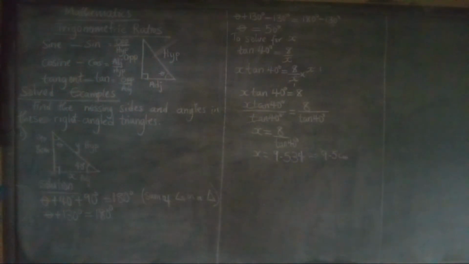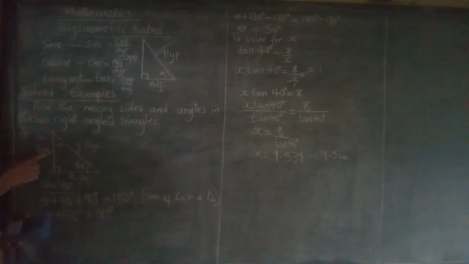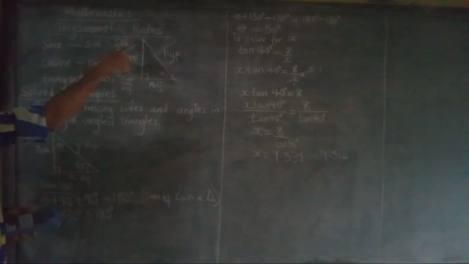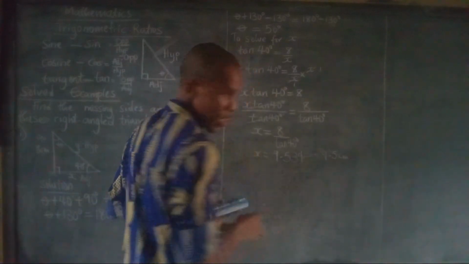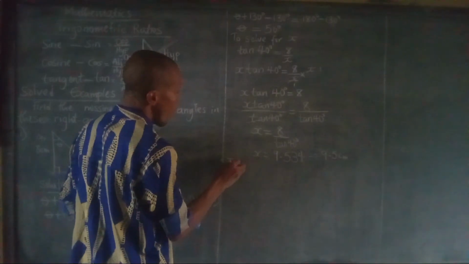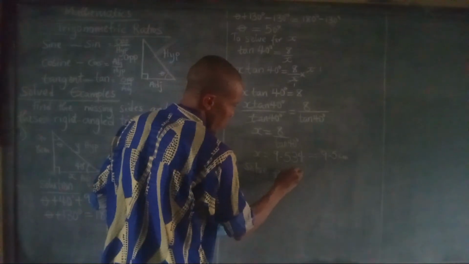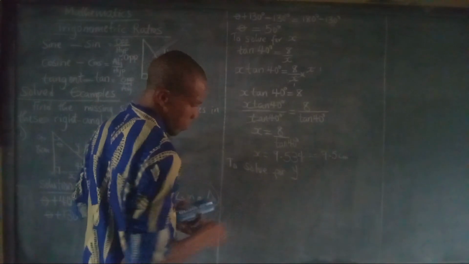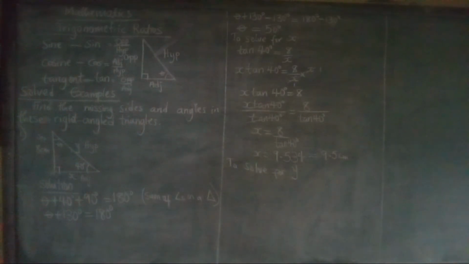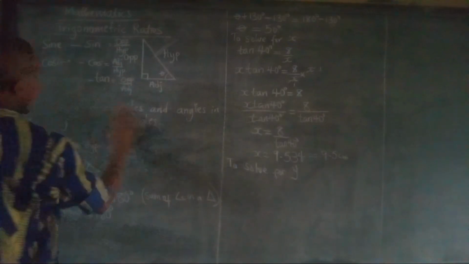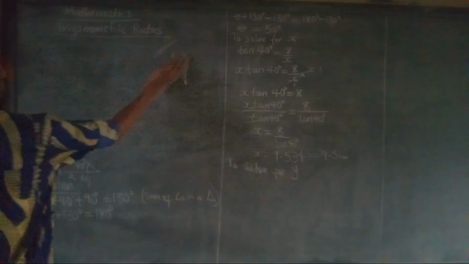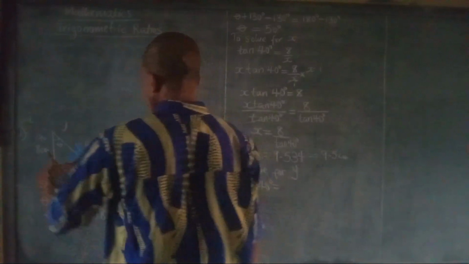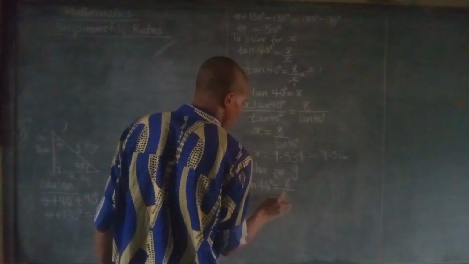Now, how about our y? To obtain our y, we also ask ourselves, if this is the opposite and y is the hypotenuse, which trig ratio connects opposite and hypotenuse? And that is sine, opposite over hypotenuse. So we also do the same thing, just like here. In this case, we'll be having sine to solve for y. Sine 40 degrees is equal to the opposite, which is 8, over the hypotenuse, and the hypotenuse is y.